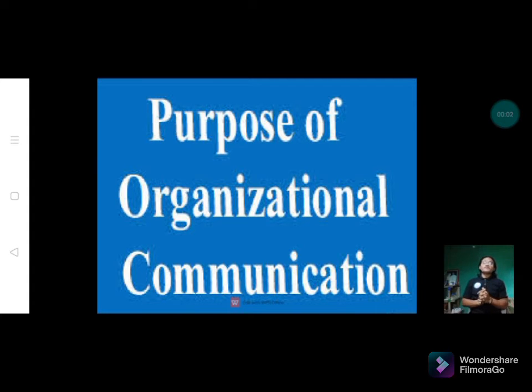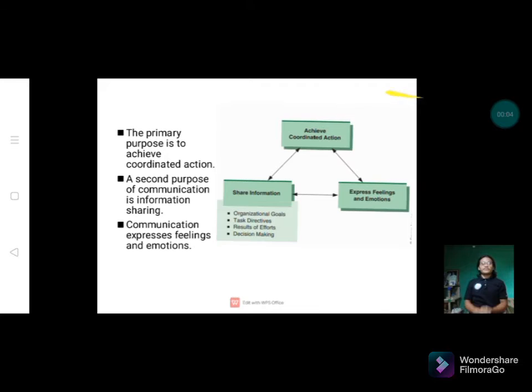Next is the purpose of organizational communication. So the primary purpose is to achieve coordinated action. The second purpose of communication is information sharing. Communication expresses feelings and emotion. So achieving coordinated action is the prime purpose of communication in organization. Sharing information properly and expressing emotions help achieve coordinated action.